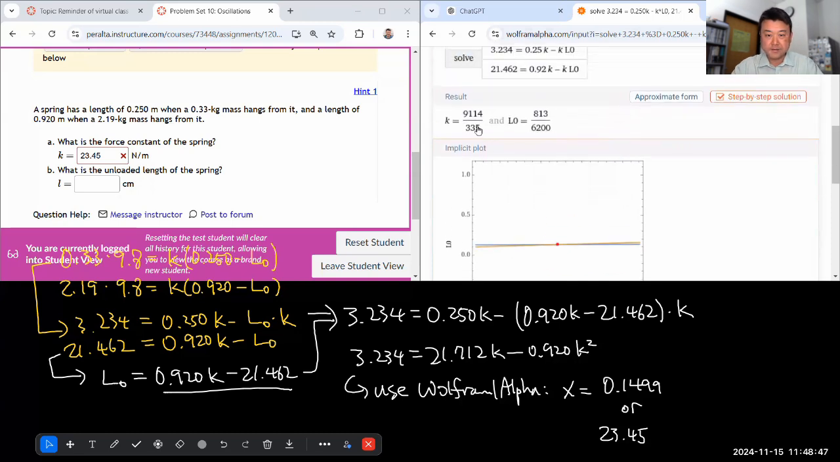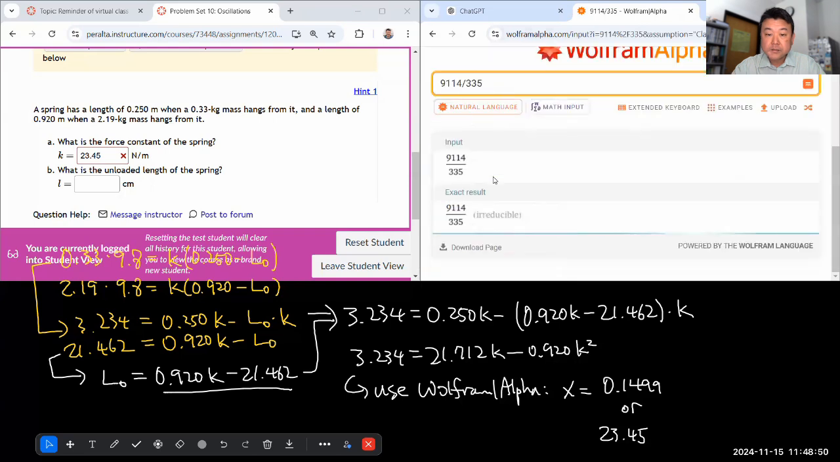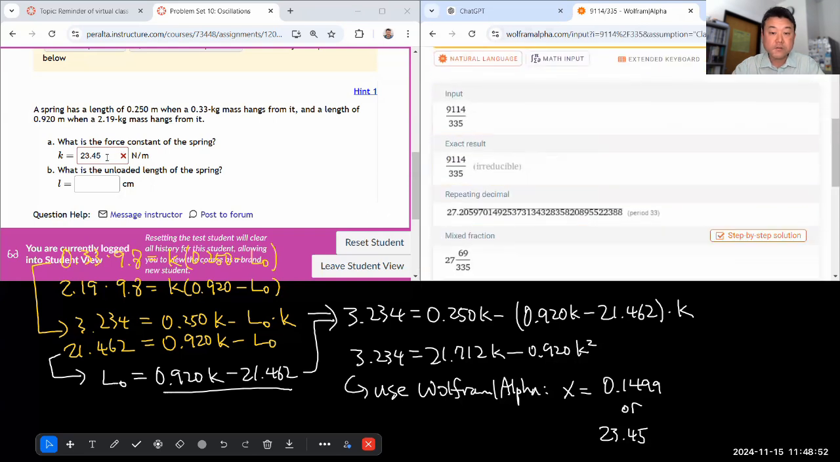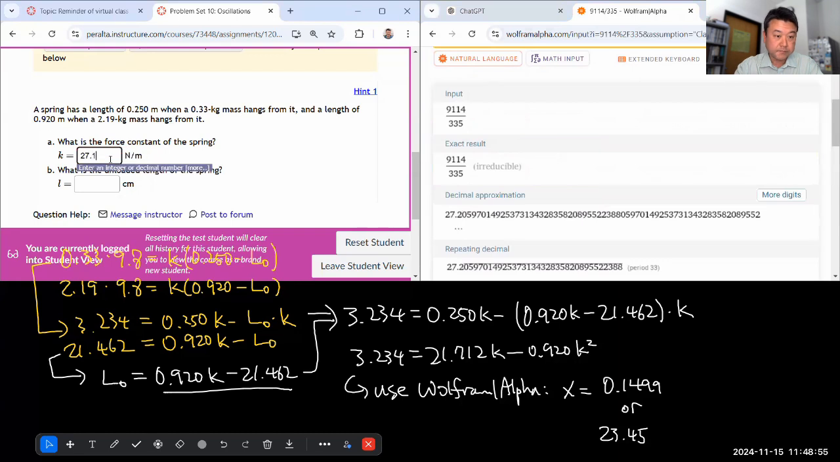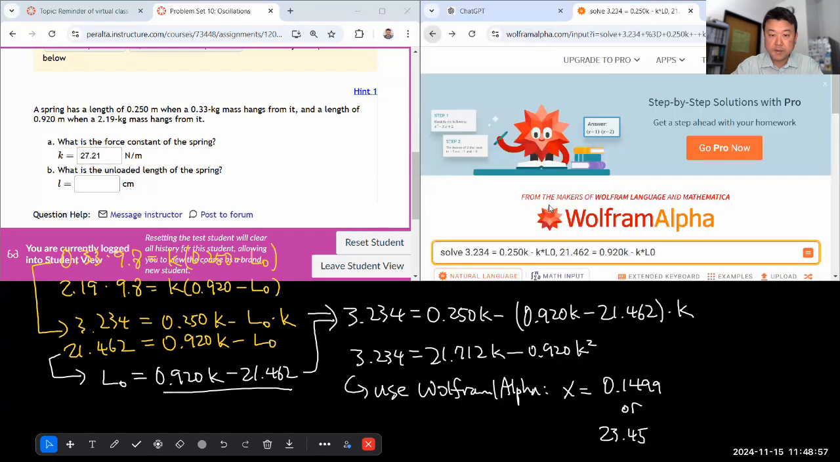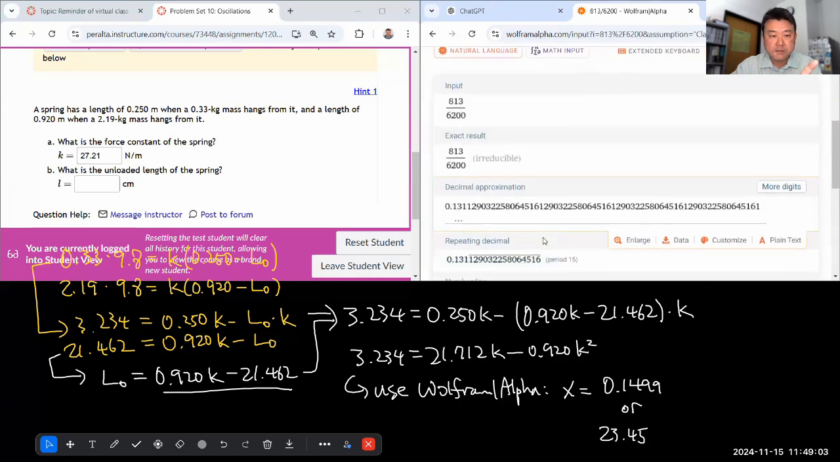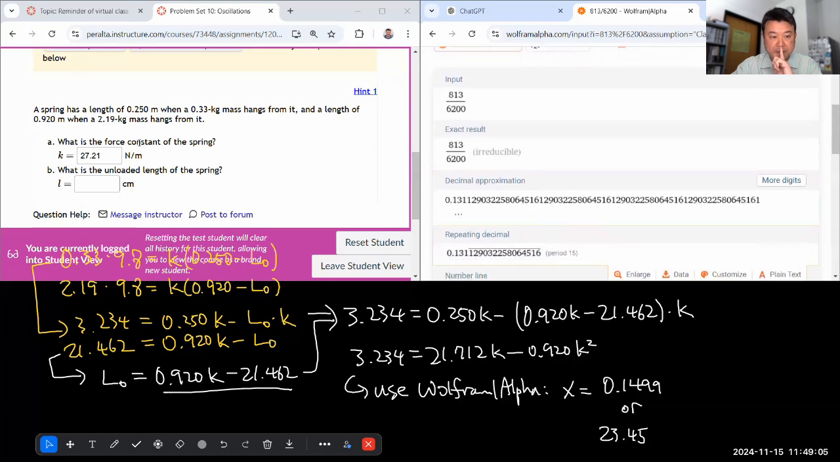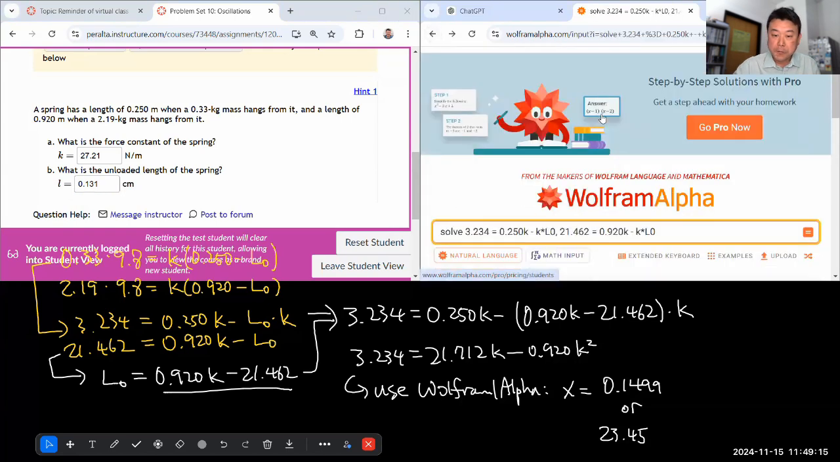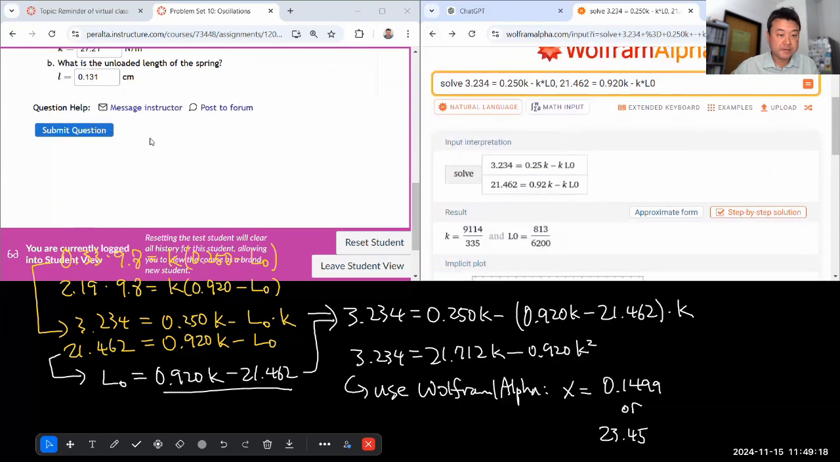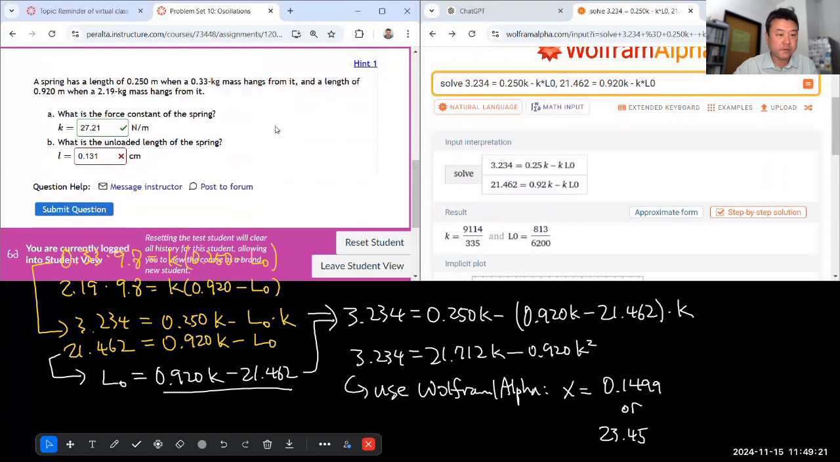So K, let's see. So that's 27.21. And this is now going to be in meters, I think. Yeah. So let's make a mistake here: not notice that it's in centimeters, put this in and get it marked wrong. So we'll do that. Submit it. One will be right, the other will be wrong. And then I'll ask again.